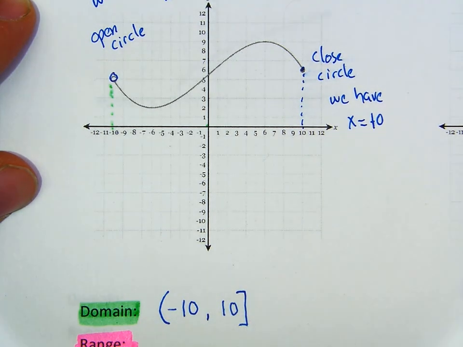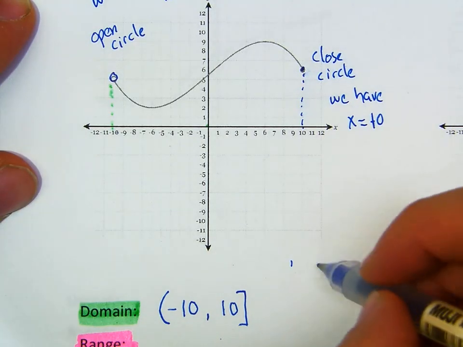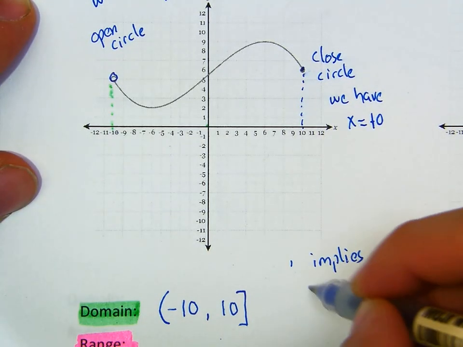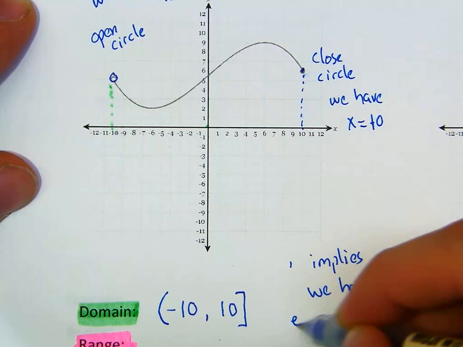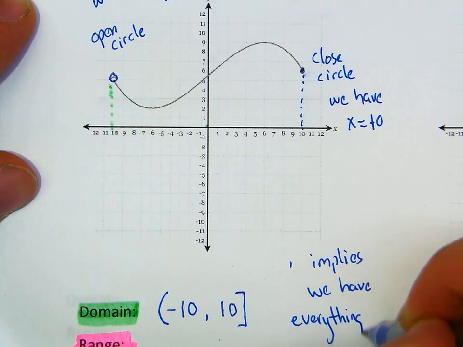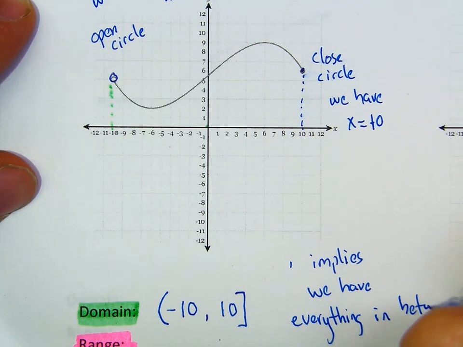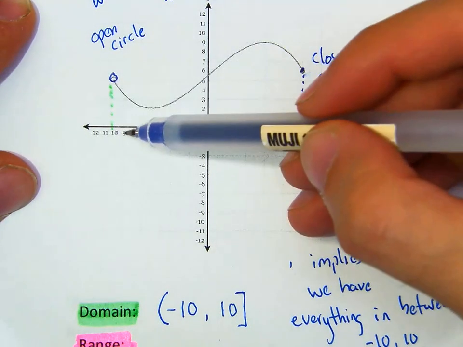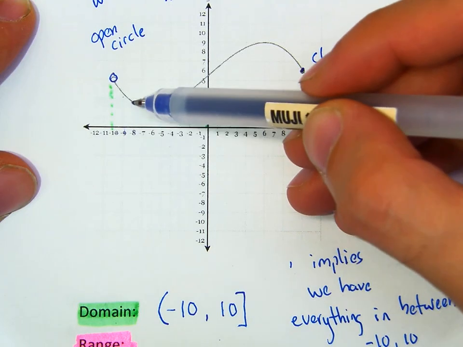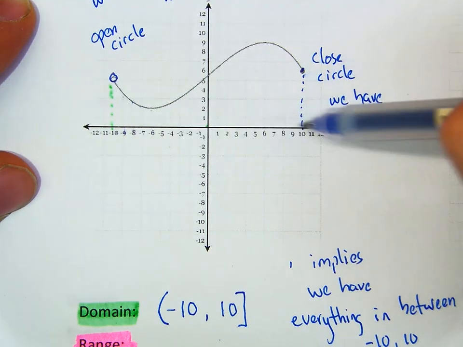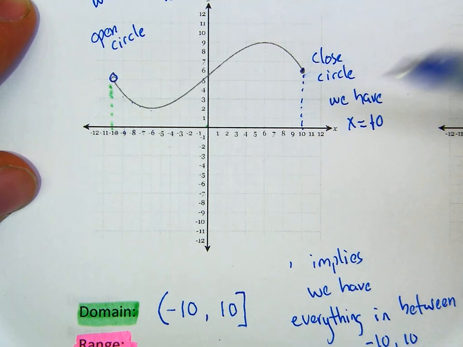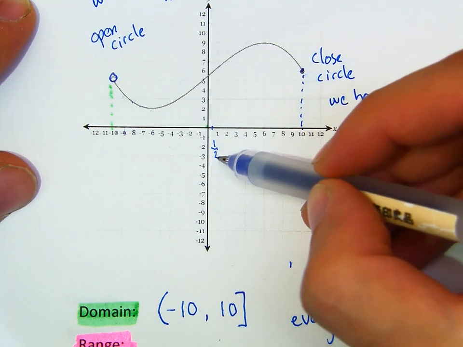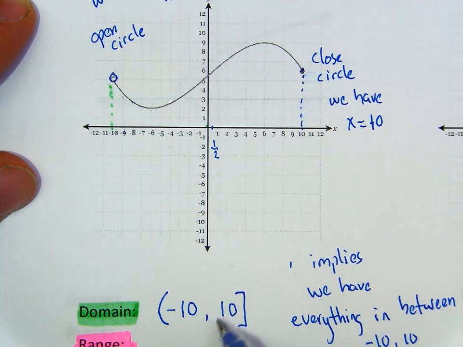And this comma implies we have everything in between -10 and 10. That means you have all these x values, like x equals -9, -8, -7, -6, and all the way down. You even have x equals a half. You have all the numbers in between, and that's what the comma implies.